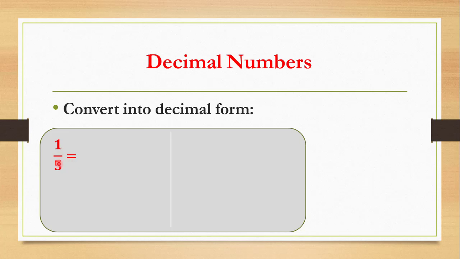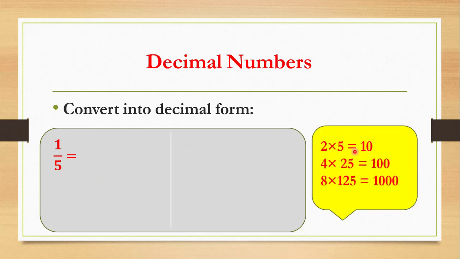Okay, we have 1 over 5. I want you to remember that 2 times 5 is 10, 4 times 25 equal 100, and 8 times 125 is 1000. So in this case I have 5. I need to multiply it by 2, so I multiply by 2 up and down. The new fraction will be 2 over 10. 2 over 10, it means 0.2.